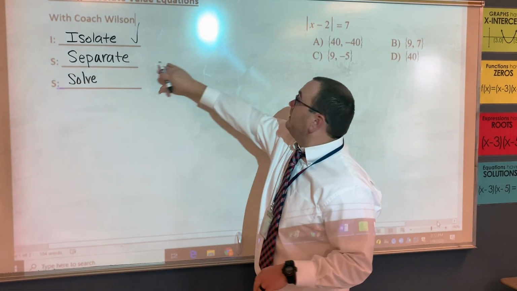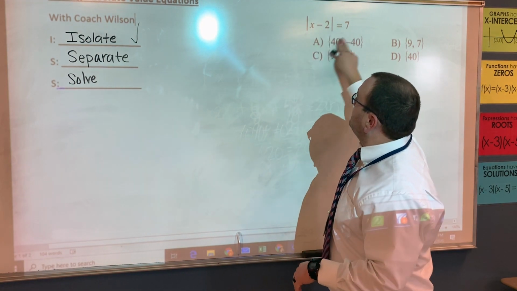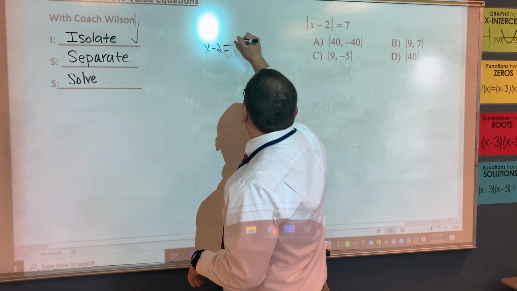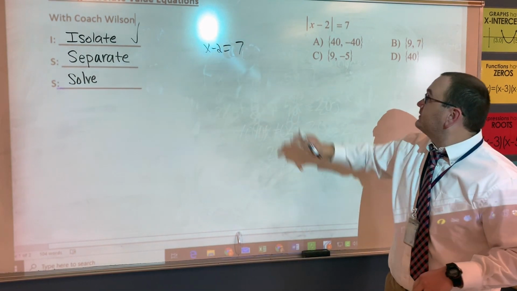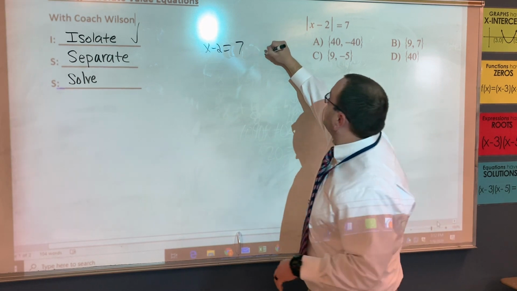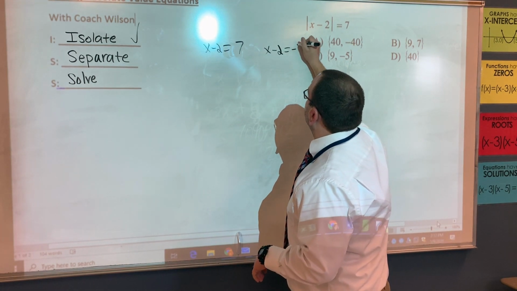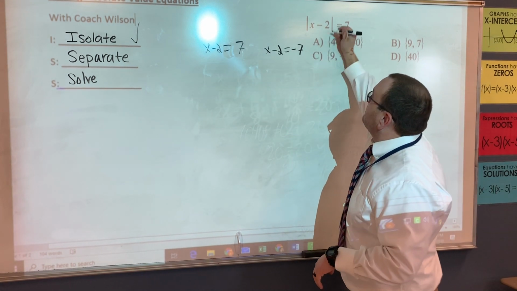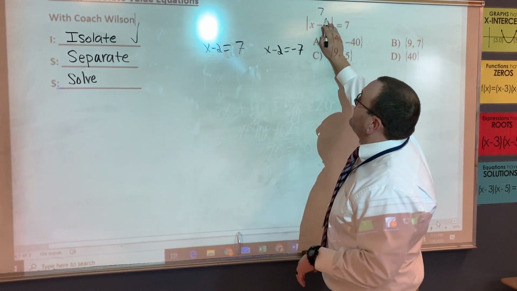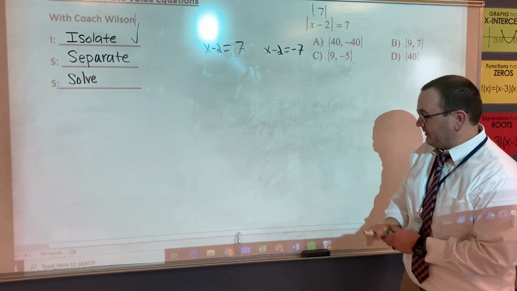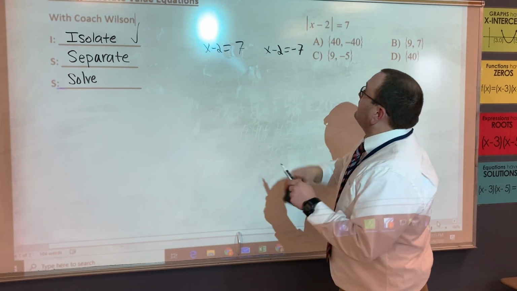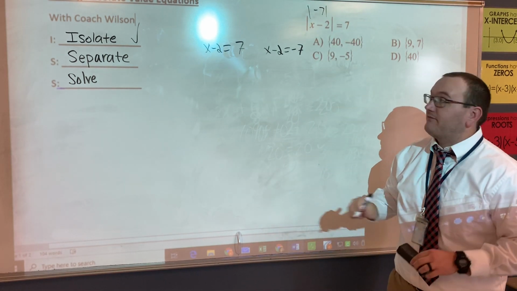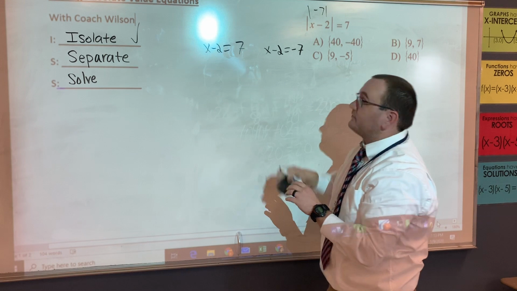Move on to separate. I want to move this equation into 2 different problems. So I'm going to have x minus 2 equal to positive 7. And then here's the tricky part: you have to know that x minus 2 equals negative 7 as well. The reason this happens is because if I put in a positive 7 here, the absolute value of positive 7 is 7. But if I put in the absolute value of negative 7, that still should turn out to be 7. That's why these are our 2 answers.